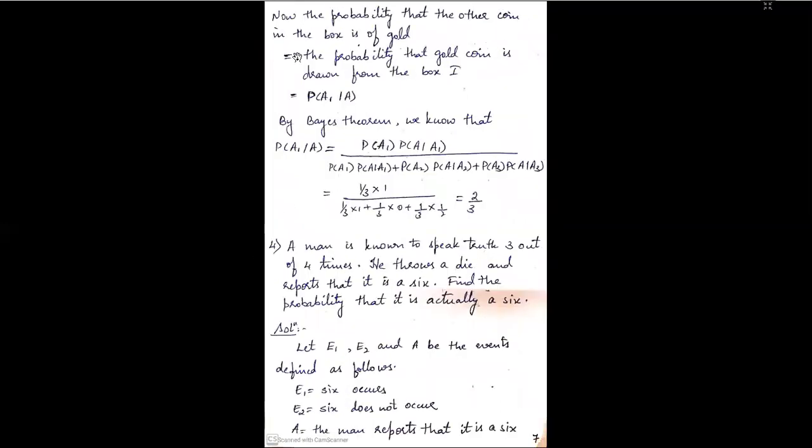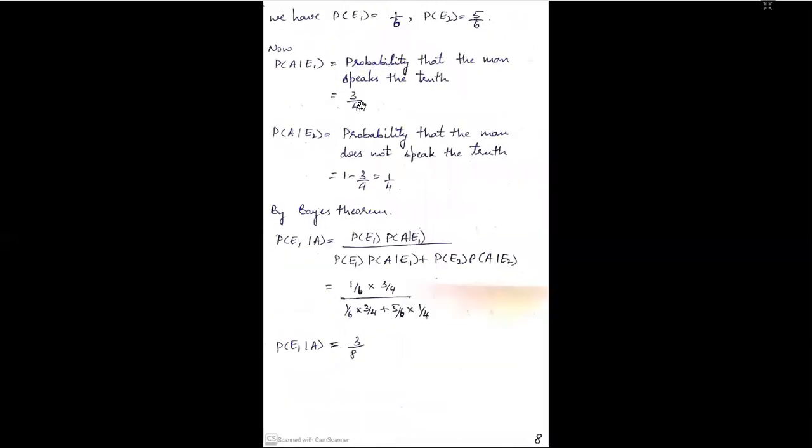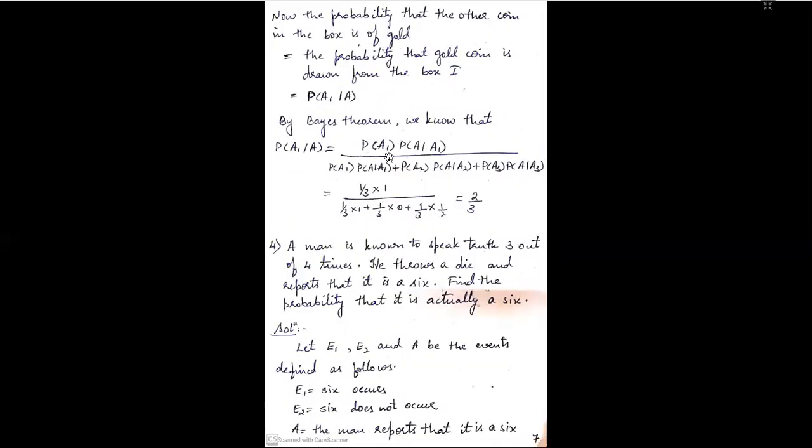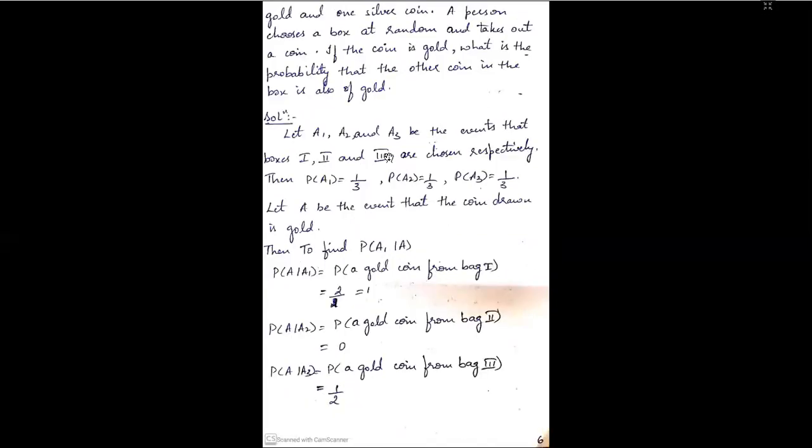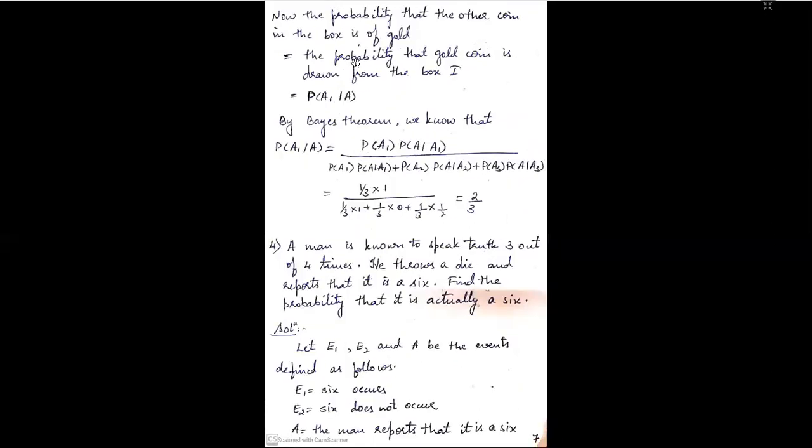Now the probability that the other coin in the box is also gold means the probability that the gold coin is drawn from box 1 only. So we are finding the probability of A1 given A. Once you draw a coin, the other coin must also be gold, so you need to select the first box itself. Using Bayes' theorem, you have this definition, and all these values we already found out. Substitute them and you will get the answer.